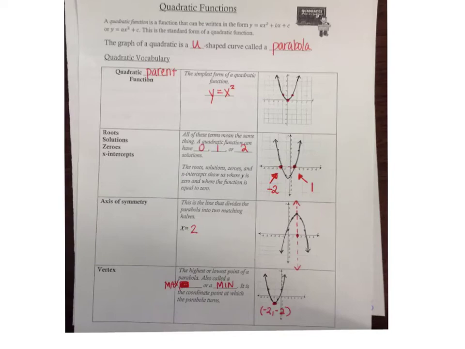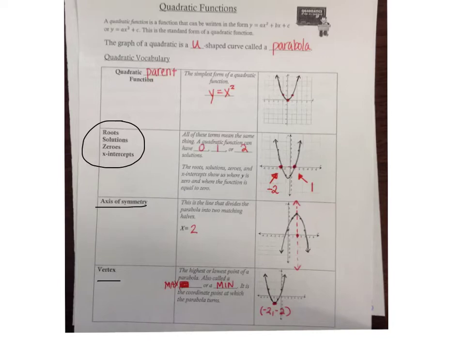Okay, so for packets 15 and 16, we're going to be doing a little review on quadratic functions. This is in your notes if you need to look back at it. But these are the basics, and the vocabulary is a huge part of quadratic functions. You can know how to do this stuff, but if you don't know what they're asking, then you won't get it right. So big-time vocabulary words that we need to know are the roots, solutions, zeros, and x-intercepts, the axis of symmetry, and the vertex.